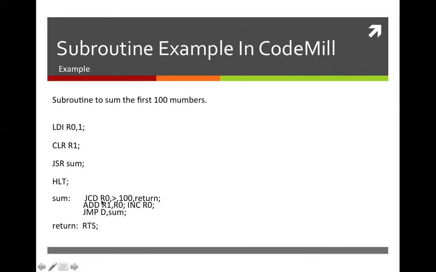conditionally jump if R0 is greater than 100, and that says return to RTS. If not, add R0 to R1 and increment R0, and then go back to the jump. So when we finish with this, we return by way of a return from a subroutine instruction. So this is really what brings it back to here, at which time we execute the halt instruction, or just bring the program to a halt. And of course, by that time, we should see the results, whatever result that we're interested in. In this case, that's the sum that we want to see in register R1.